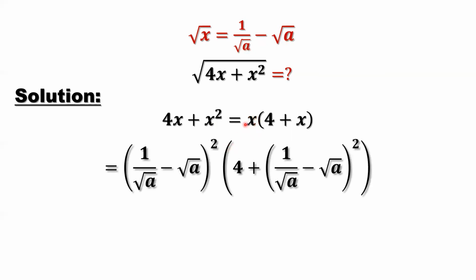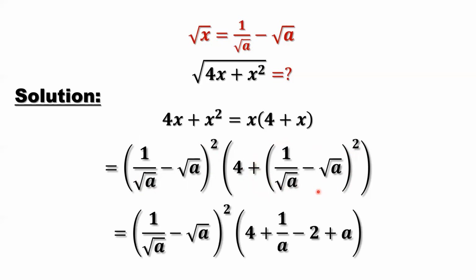So x is square root of x squared. That's square root of x, that's given here. And 4 is here. And this is square root of x. Then square, that's x. Keep this here and simplify inside part of the second term. That's 4.